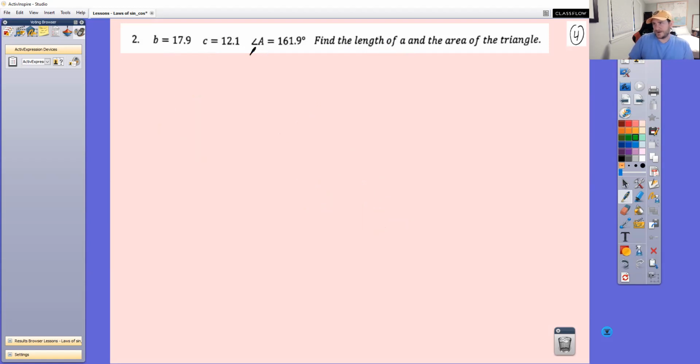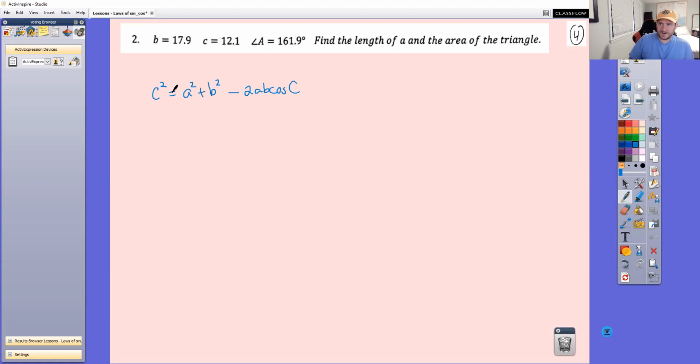It's SAS, so I know I still have to use the law of cosines. I'm going to write it out because I just think the more you write it, the more likely you are to remember it. So c squared equals a squared plus b squared minus 2 times a times b times the cosine of c.